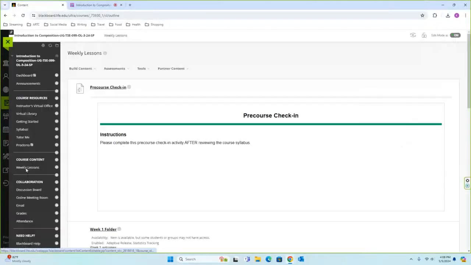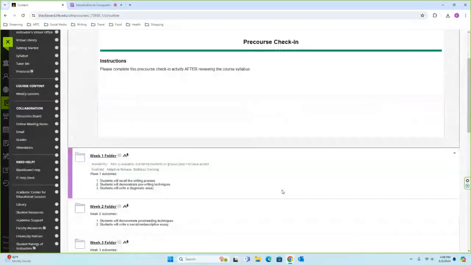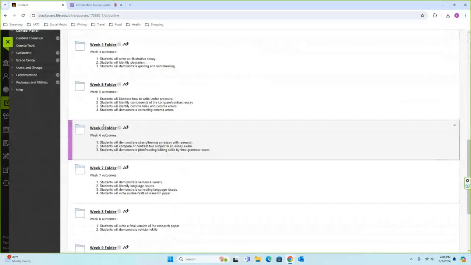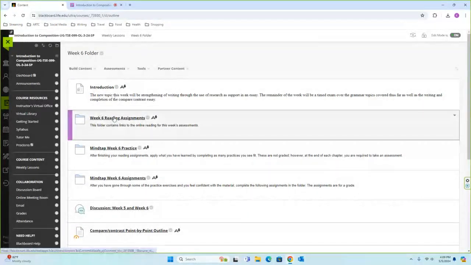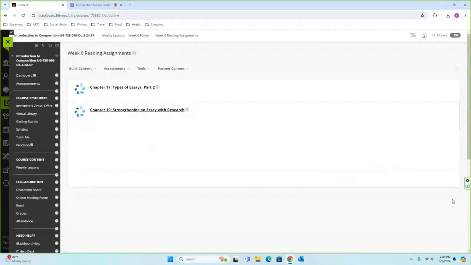So let's go into the weekly lessons here and see what your week 6 folder shows you. The first thing, as I mentioned before, is midterms. That's the first thing that week 6 is about. The second thing is about research and how to make research a part of your essay. So this week introduces chapter 19, strengthening an essay with research.